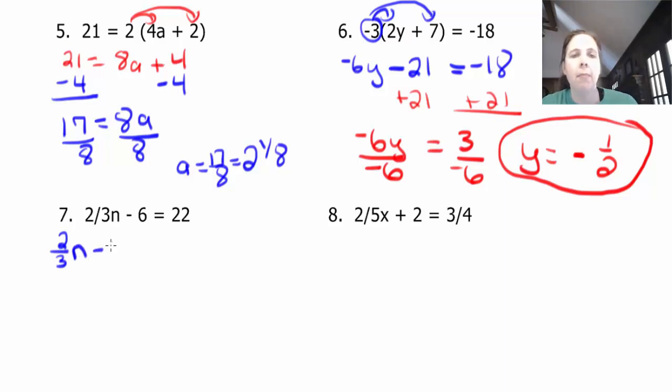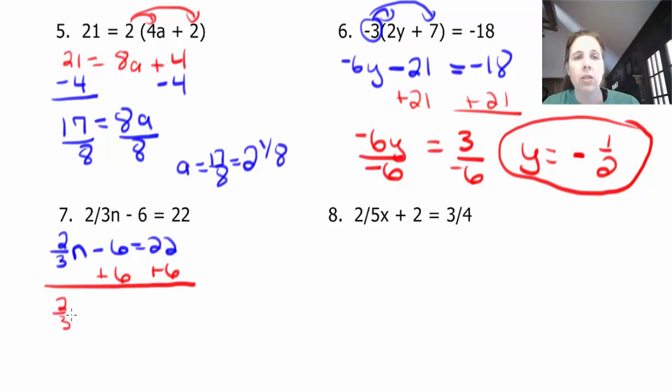2/3 n minus 6 equals 22. The first thing we're going to do is add 6. This is really just a two-step equation, but it has that fraction in there. 2/3 n equals 28. Remember when it's 2/3 times n, you can divide by 2/3, which is the same as multiplying by the reciprocal. So we just do that from the beginning because we want this to equal 1.